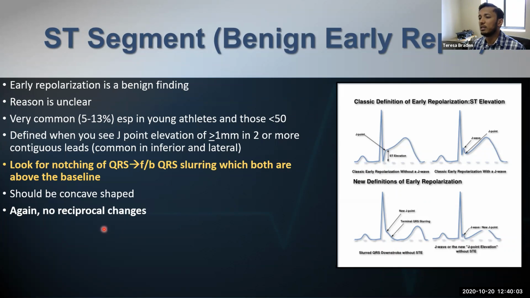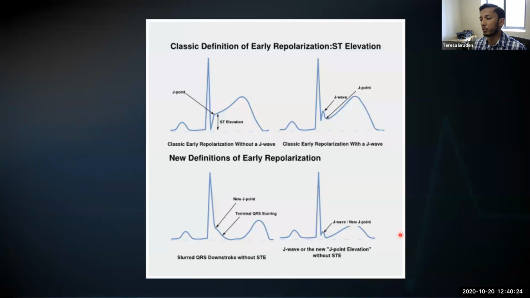But you're not going to see reciprocal changes in other leads, because this isn't an ACS event. This is not an ischemic or an infarction that's going on. So you're going to see it only in contiguous leads, multiple leads, but you're not going to see any of those reciprocal ST changes that we talked about. So know about this notch that you'll see in the downward segment, as well as the slurring, to increase your suspicion of this being benign early repol.